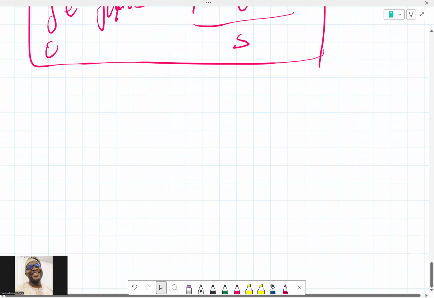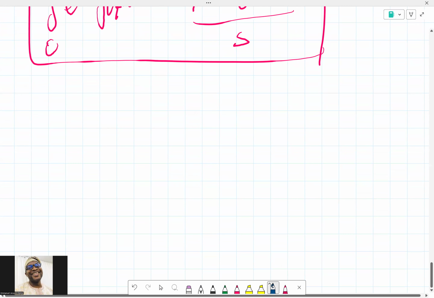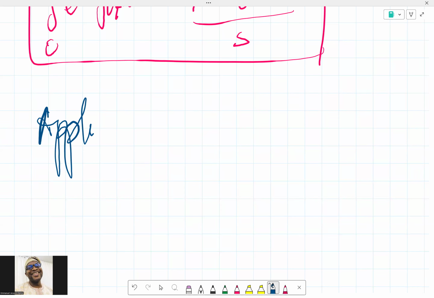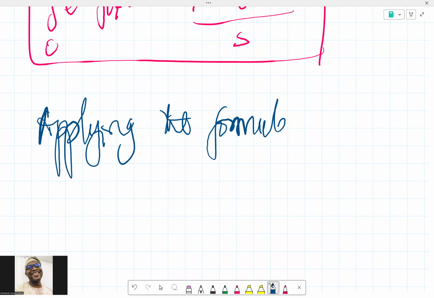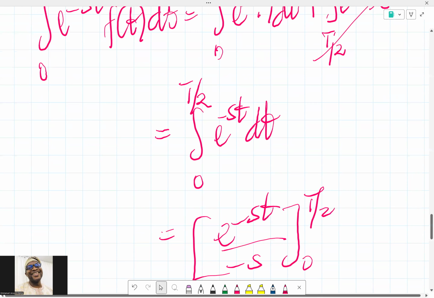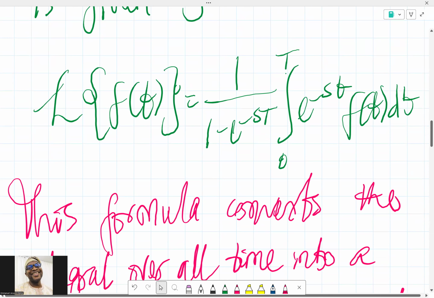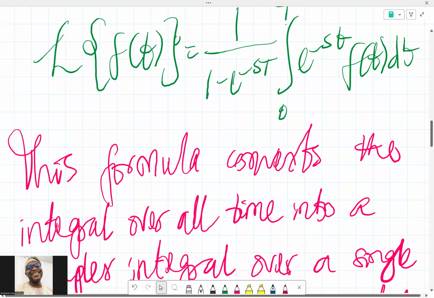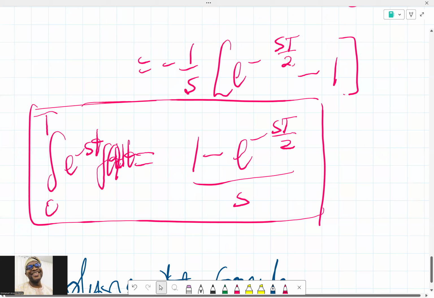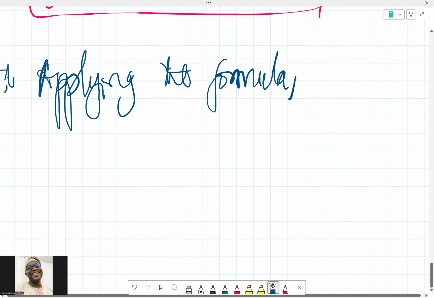Okay, so with this now, I mean, the second integral has vanished already. So applying the formula, that formula we saw the other time, what do we have? That's L of f of t. So we have, applying the formula now, that is step 2.